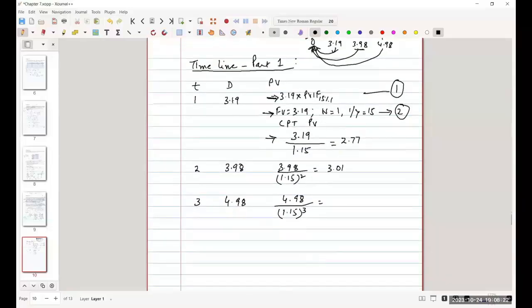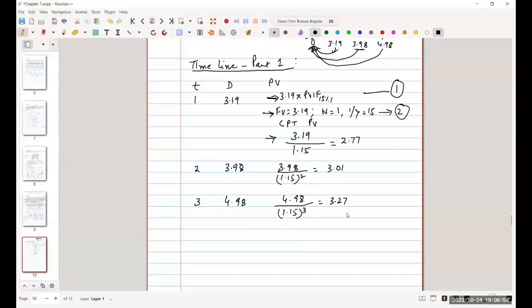So give me a second. Let me do it here. 1.15 to the power 3 is this, and I'll take the reciprocal of that, and then I'll multiply this with 4.98. That gives me 3.27 or 28, something like that. Let's say 27.